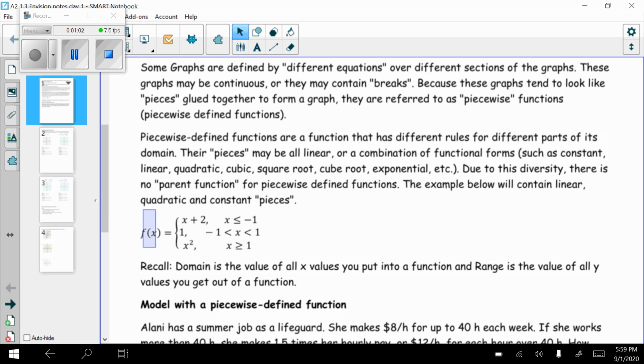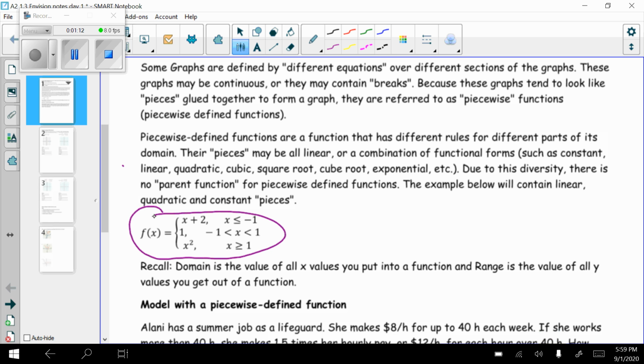So this is an example of a piecewise function. It has three different pieces. This first one, x plus 2, is linear, but we're only interested in the part of that line where x is less than or equal to negative 1. The next one, 1, that is the horizontal line at y equals 1, but we only want a segment of that where x is between negative 1 and 1. And then the last one, x squared, that's your parabola, but we're only looking at the x values that are greater than or equal to 1.